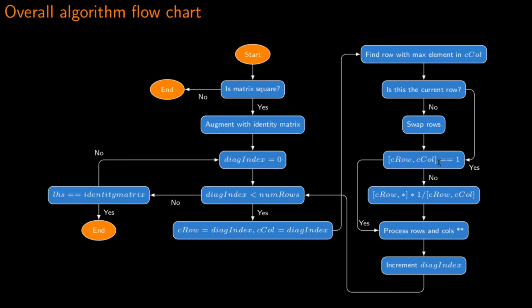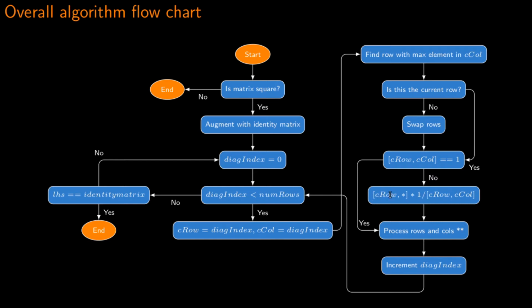We test whether the elements, so throughout these let me just explain with these flowcharts, where I put elements like this in square brackets, I mean we look at the element of the matrix at that row and column. Okay, so we then test whether the element of the matrix at C row, C col is equal to 1. If it isn't, we then perform this operation to make it equal to 1. So we're multiplying it by 1 over whatever it is.